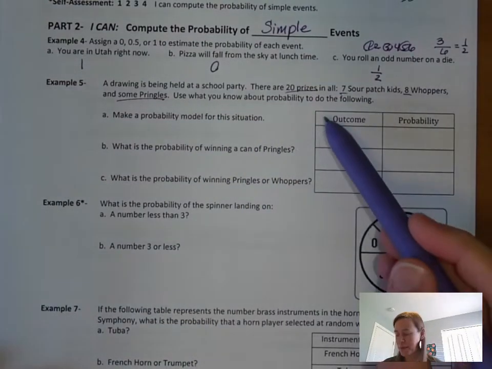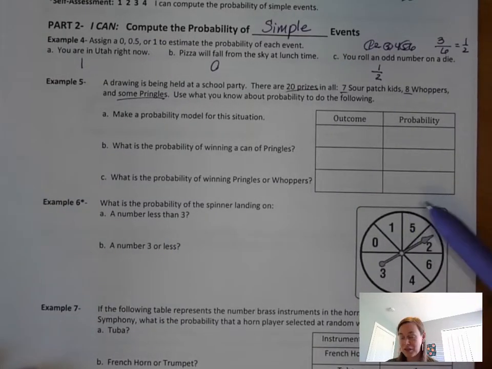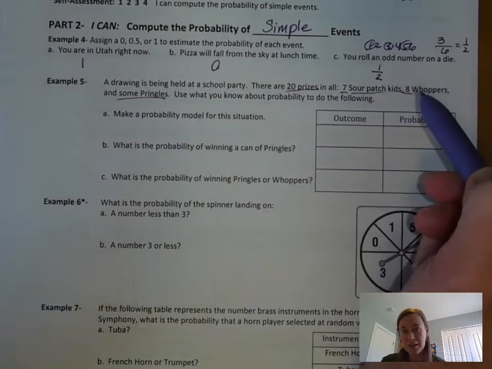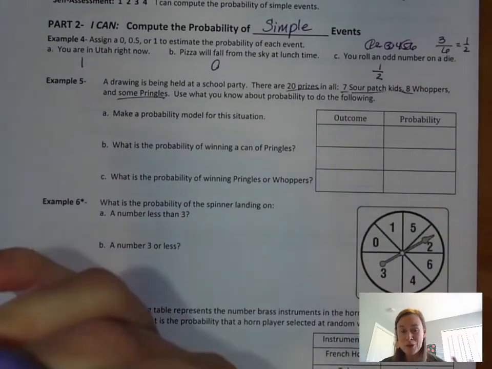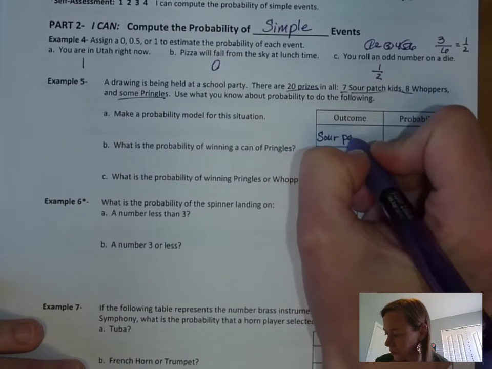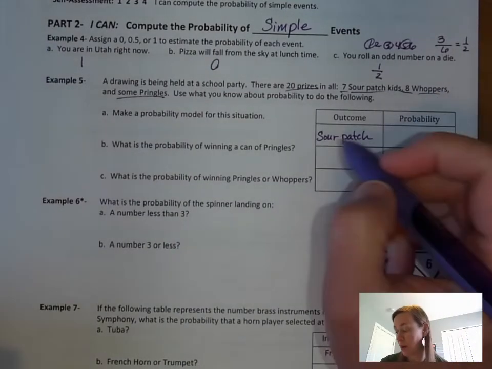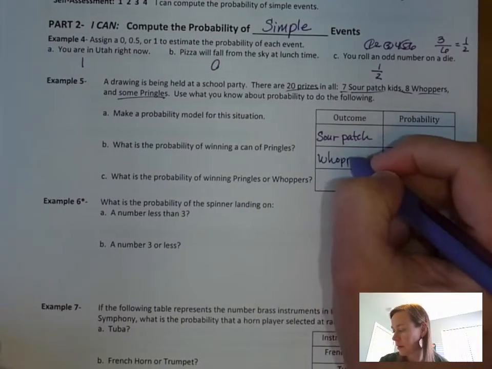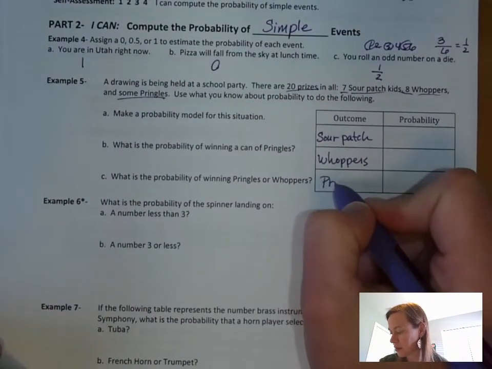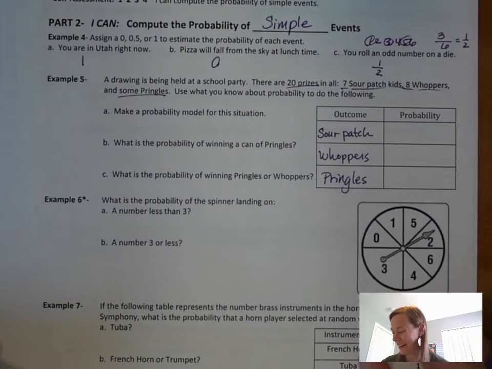Okay, and remember in this probability model, we're going to list all of the possible outcomes and then the probability of each. So what are our possible outcomes here? First, we could have Sour Patch Kids. So if we want a drawing, we might be winning Sour Patch Kids. What might we be winning? We might be winning Whoppers. And what is that third possible prize? It is Pringles. Still talking about food. I'm getting hungrier and hungrier.